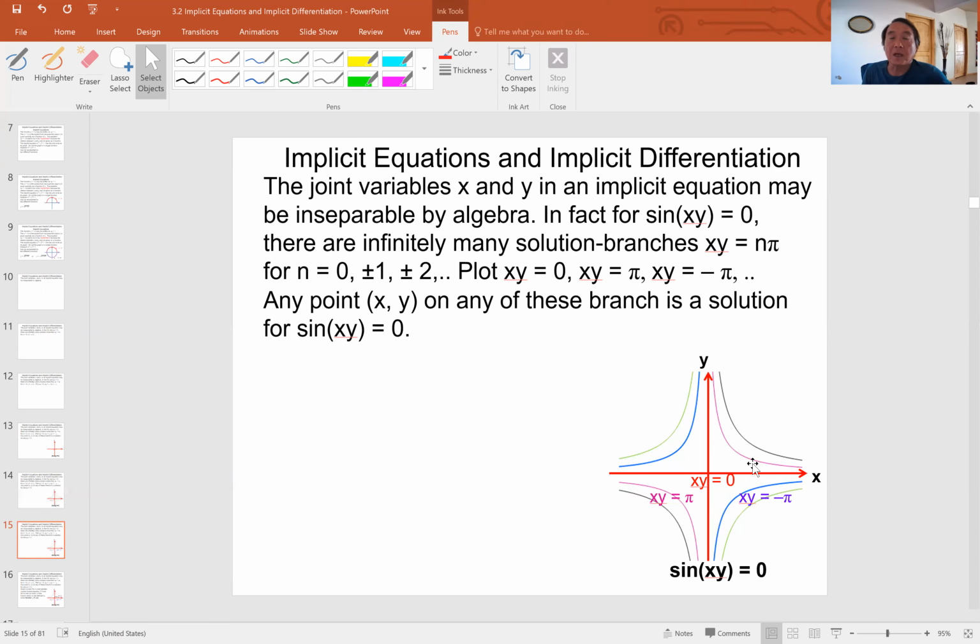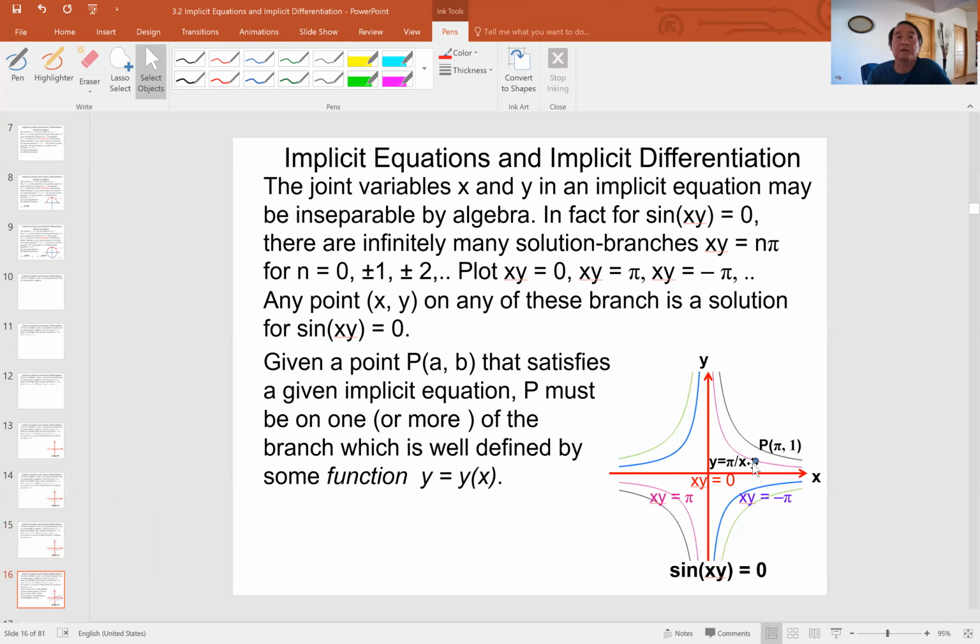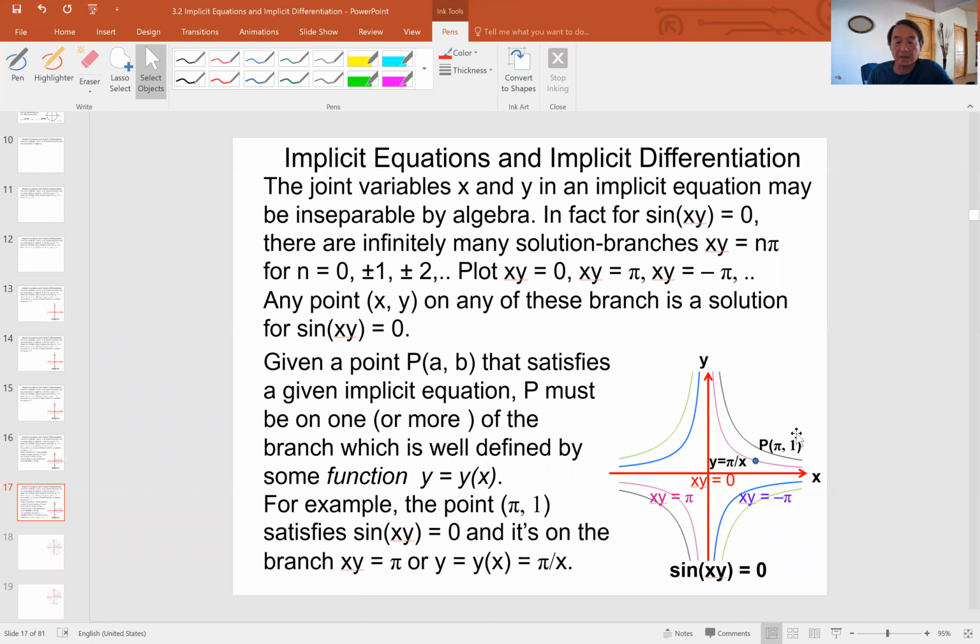We want to do the same thing for functions, that is, we want to find the derivative, the slopes. If I'm given a point, like here, that sits on the equation xy equal to pi, I'm given the point (pi, 1), and the question is, what's the equation of the tangent line?